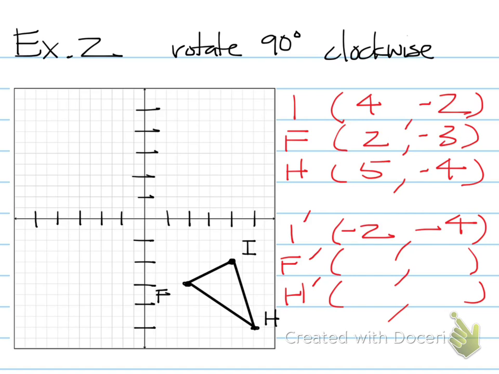So for F prime, we want to change the sign of the X coordinate, change the 2 to -2, and then switch the X and Y coordinate, giving us -3, -2. Same for H. H prime, we're going to change the sign of the X coordinate 5 to make it -5 and then switch the -5 and -4 for the coordinate -4, -5.